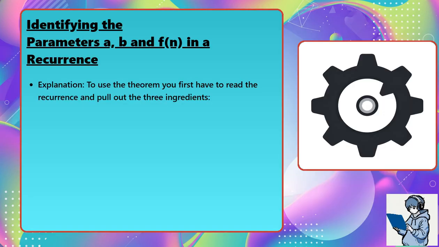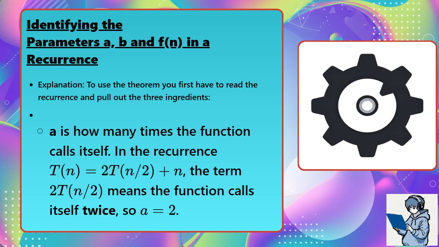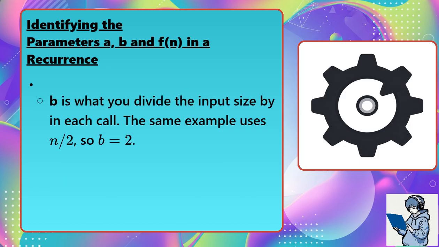To use the theorem, you first have to read the recurrence and pull out the three ingredients. a is how many times the function calls itself. In the recurrence T(n) = 2T(n/2) + n, the term 2T(n/2) means the function calls itself twice, so a = 2. b is what you divide the input size by in each call. The same example uses n/2, so b = 2.